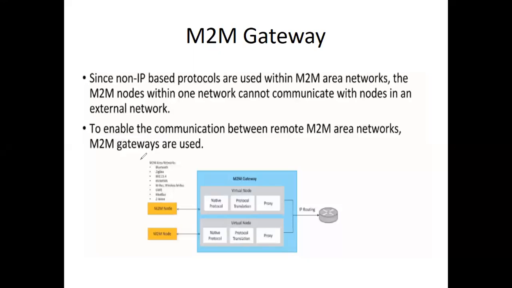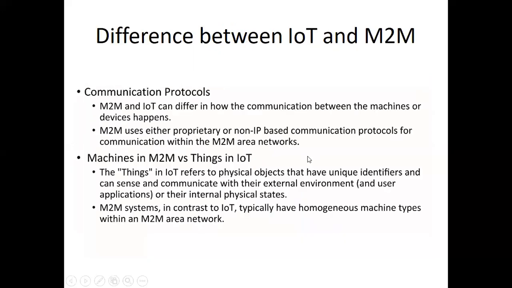These are the M2M nodes. So this is representing the M2M area network, and inside this area network you can use different communication protocols like Bluetooth, Zigbee, but here you can see these two M2M nodes can't communicate with each other. So for this you need the M2M gateway, this one. So here this is a virtual node which consists of native protocol, translation protocol, and then here IP routing. So this is the brief about the M2M gateway.